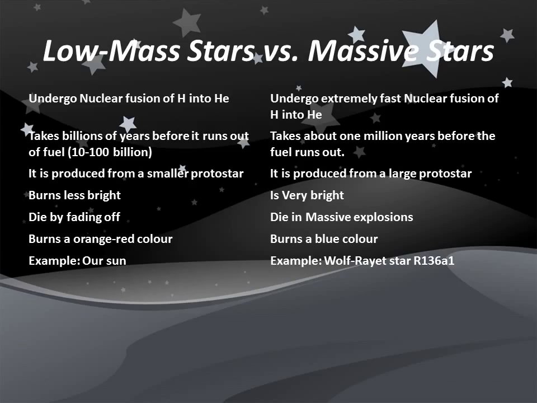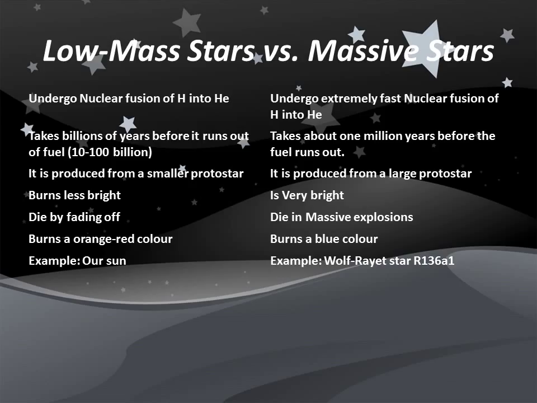Low mass stars are produced from a smaller protostar, while massive stars are produced from a large protostar. Now, low mass stars are more common since it is a lot easier to form a smaller protostar and an average sized protostar than it is to form a large protostar large enough to form a massive star. In their lifespan, low mass stars burn a lot less bright than massive stars. And when they burn, they burn different colors.